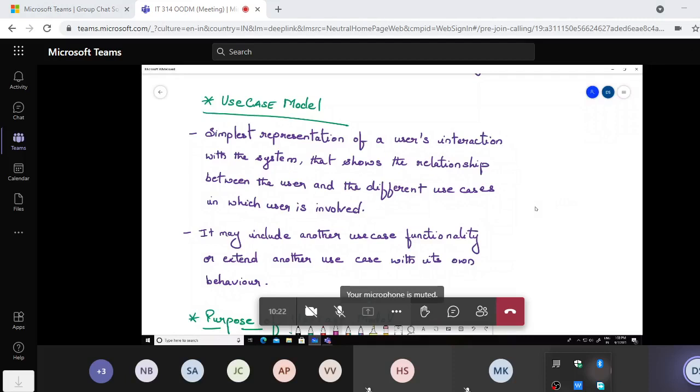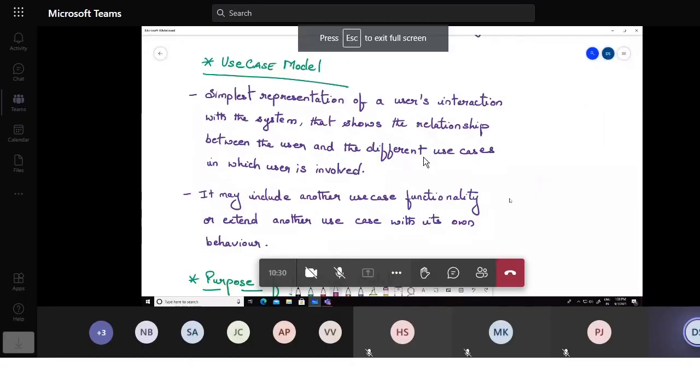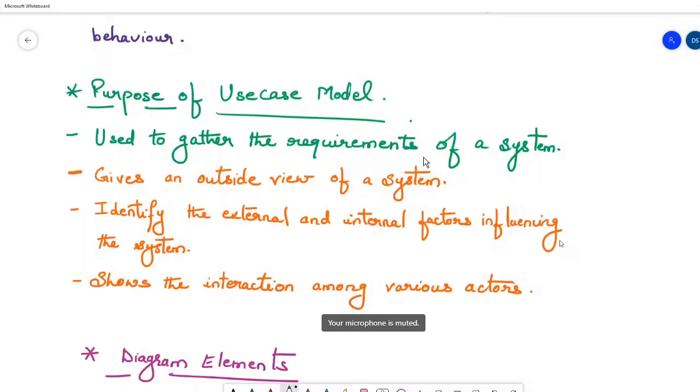So we'll be talking about the interaction model. This is the simplest way to represent the interaction taking place within the system. Then we saw the purpose of the use case model: it helps us gather the requirements of a system, and at the same time it gives us the outside view of the system, how the product would look when it is completed. It also helps us identify the external and internal factors influencing the system.